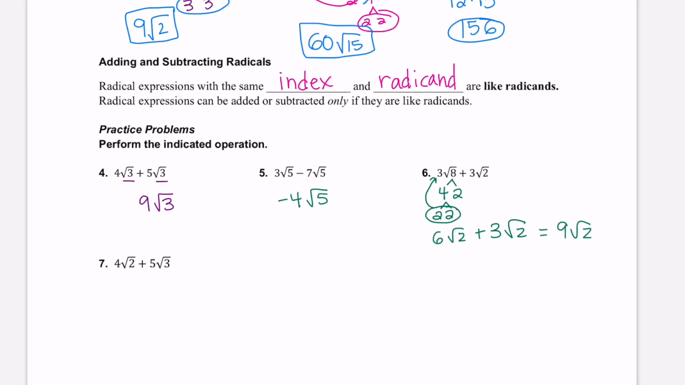Number 7, we have 4 square roots of 2 plus 5 square roots of 3. These are not like radicands, and so we cannot add those together. So we can't combine them as like radicands. So this is as simplified as it goes. We cannot add any more together. They will not combine at all.